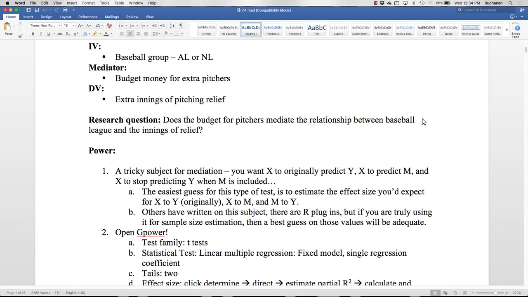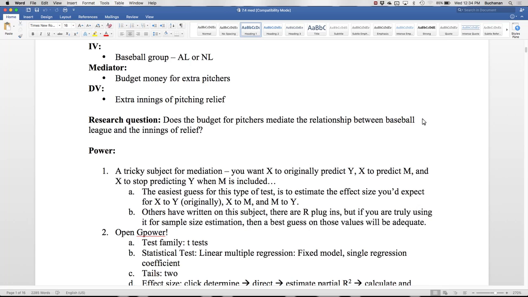So you do want X to predict Y originally, but later you don't. And so it's kind of hard because one time you want it to be significant, and one time you don't. And I also want X to predict M, but those are two different equations. They have different DVs, different IVs. So how do we do this? There are some R plugins, but they're like brain surgery and a half.